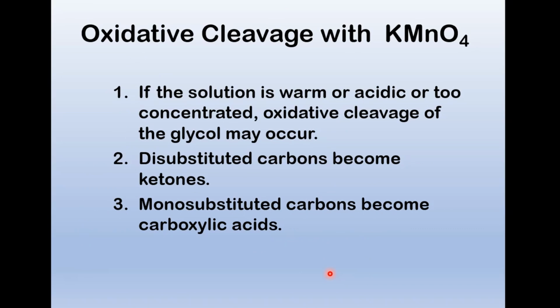So in a couple weeks, our last lab of the semester, can you believe that? You're going to take the product that you make today and do an oxidative cleavage with potassium permanganate. It says if the solution is warm or acidic or too concentrated, oxidative cleavage of the glycol may occur, and the disubstituted carbons become ketones, monosubstituted carbons become carboxylic acids.